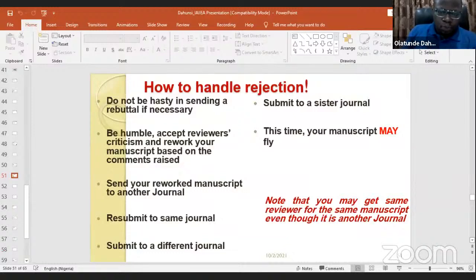Sometimes you want to abuse them and say, you know what you are doing? Do you know me? Do you know my pedigree and all that? You have pedigree. But the humble guy who is assessing your paper right now has an edge over you because he determines if it will be published or not. So you have to be humble, send your reworked manuscript to another journal, or to that same journal if you still want to publish in that journal. And after you have done all of that, peradventure, it may fly.